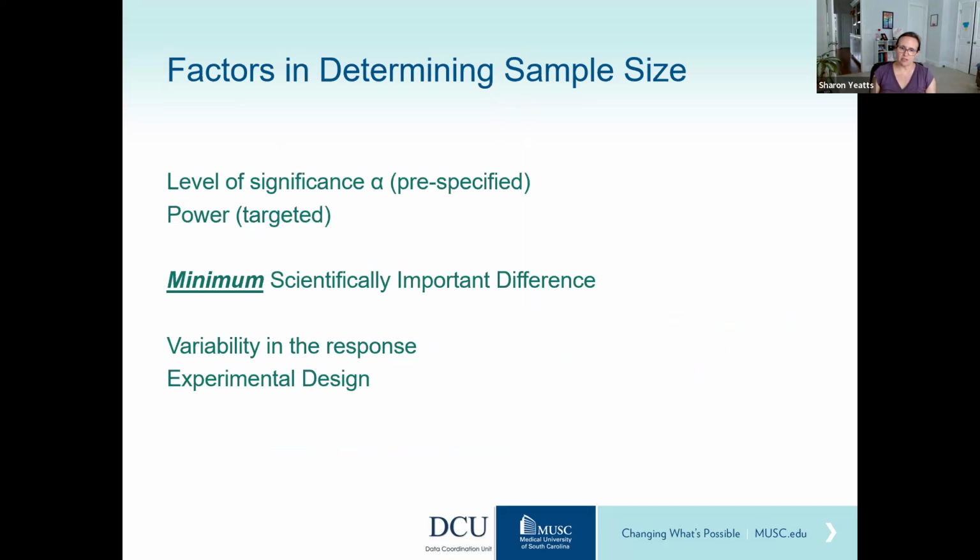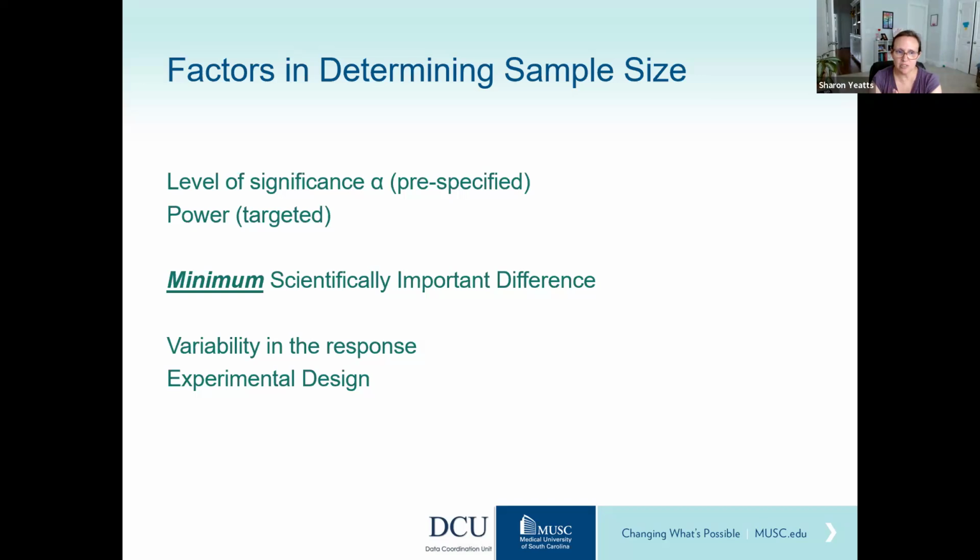Okay, so what are the factors in determining sample size that you're going to discuss when you have that first meeting with the statistician? So you're going to talk about the level of significance. If you don't bring it up, we're likely to assume that it's 0.05 because that's what most people use. But again, we can have that conversation. We want to talk about the level of power that you're targeting. 80% is very common or something higher, but it's not a gold standard.